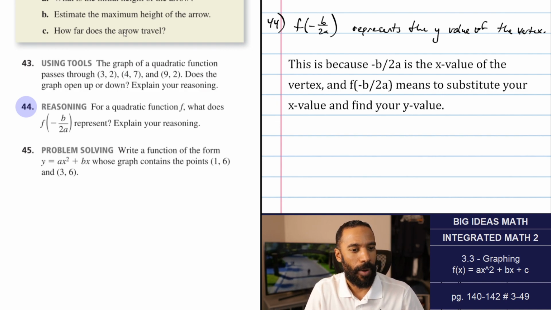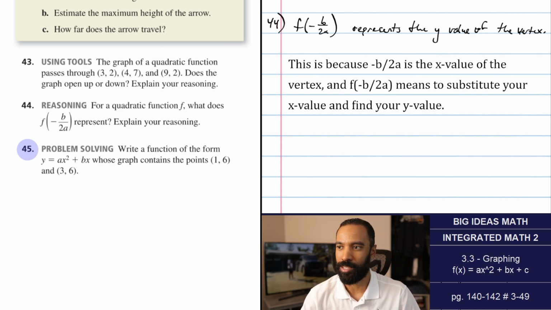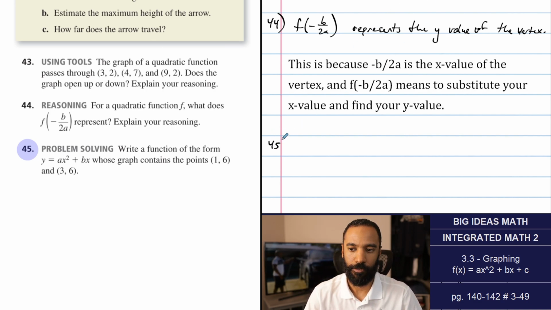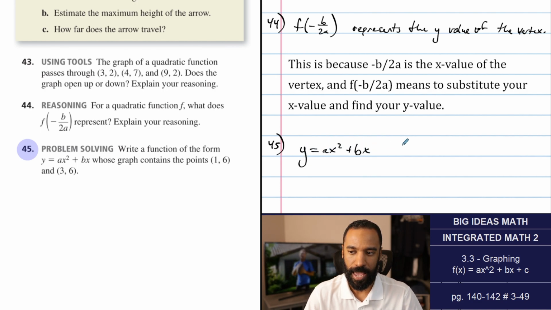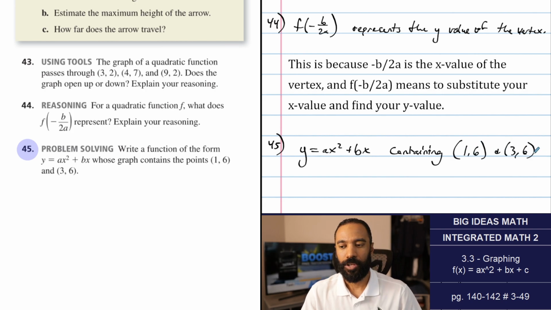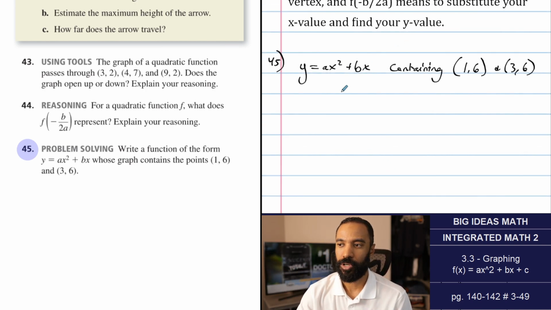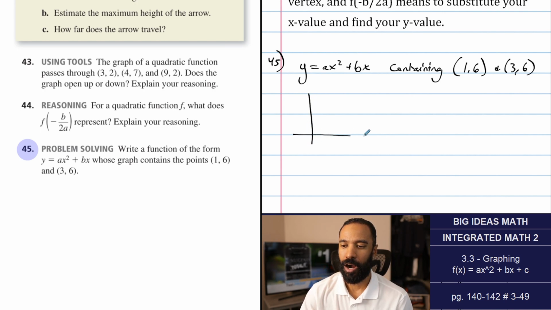All right, problem solving. Write a function of the form y equals ax squared plus bx, whose graph contains the points (1, 6) and (3, 6). Here's the thing about ax squared plus bx: the c is 0. The y-intercept is 0. So that means we are hitting (0, 0) for sure.